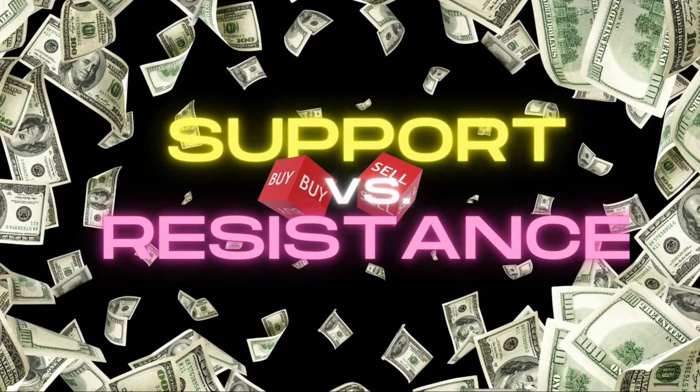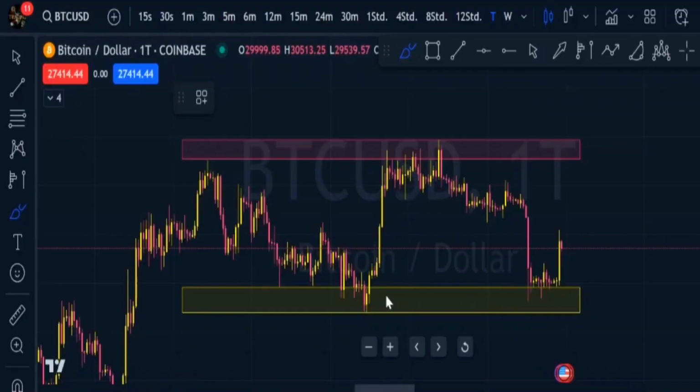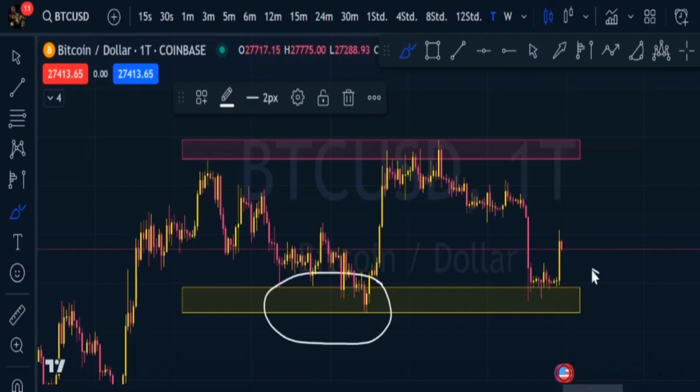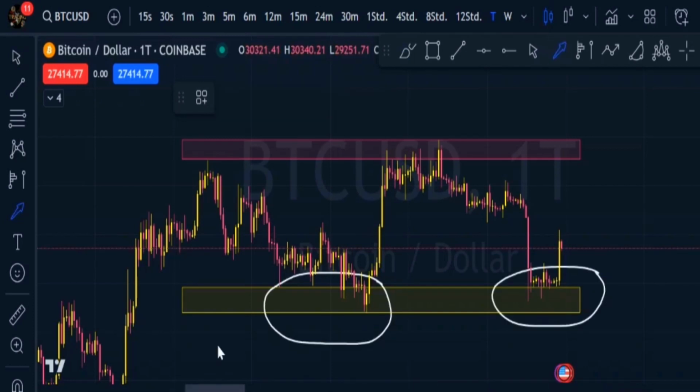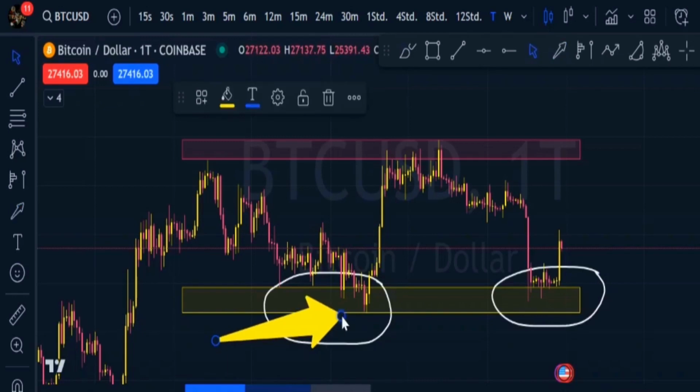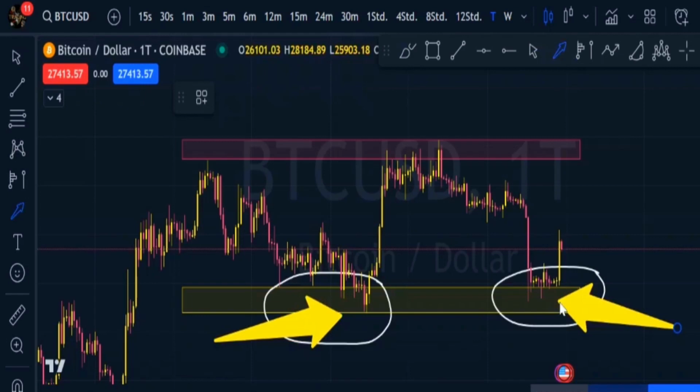Support versus resistance. A support level is a level where the price tends to find support as it falls due to an increase in demand for the asset. This means that the price is more likely to bounce off this level rather than break through. It's just like a rubber ball bouncing from the floor once you let it fall on the ground.